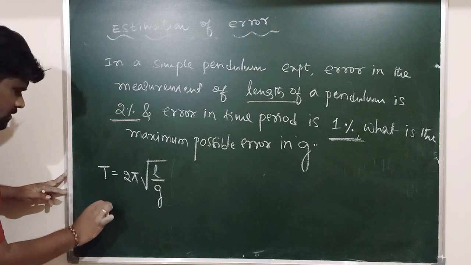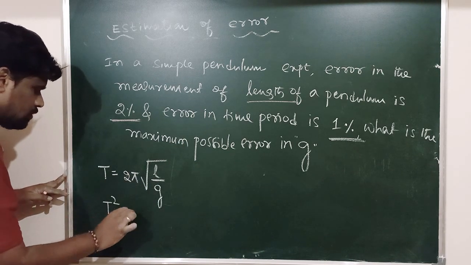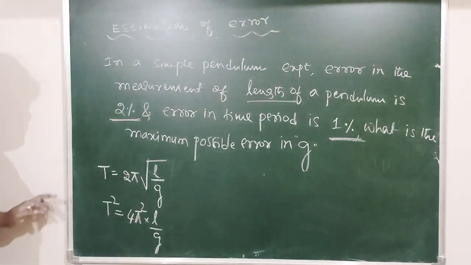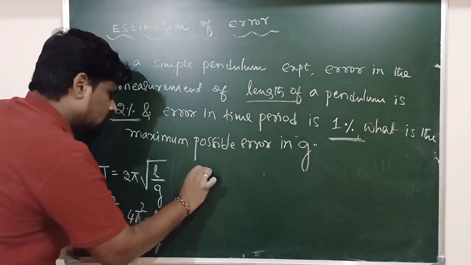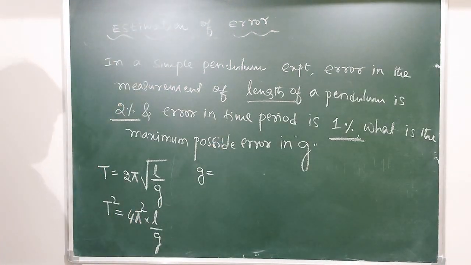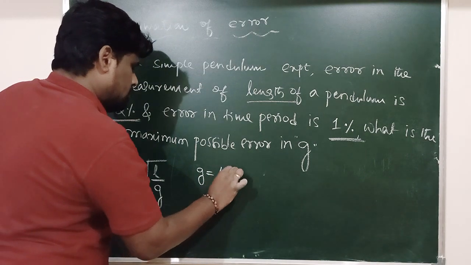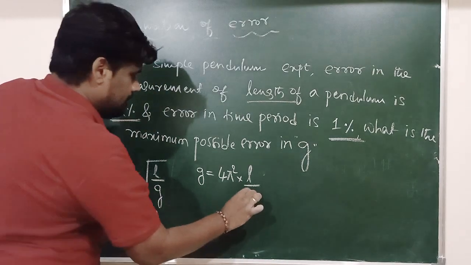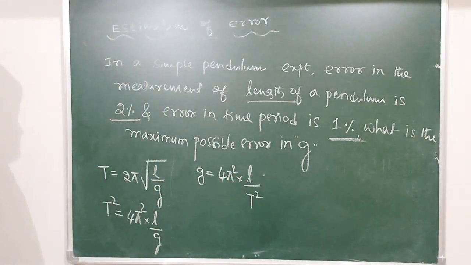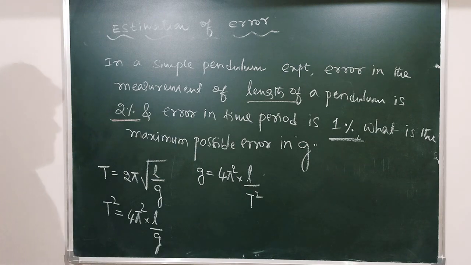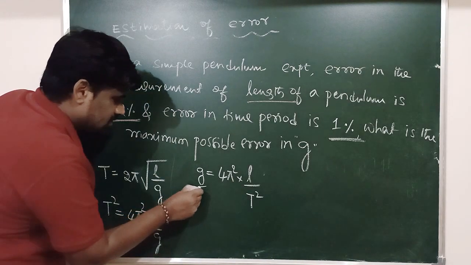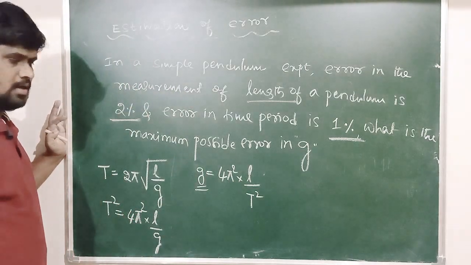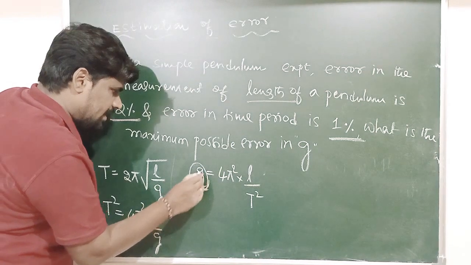I will square both sides so that it will become T square equals 4 pi square into L by g. Squaring both sides, then g equals 4 pi square multiplied by L by T square. This is the formula to calculate the acceleration due to gravity. So the error in g is due to the error in L as well as the error in T. Therefore, what is the maximum possible error in g?